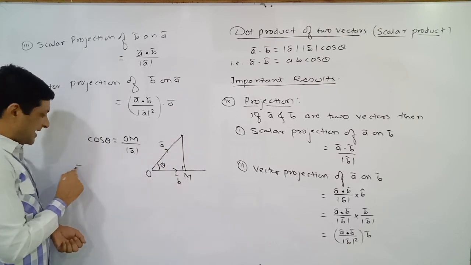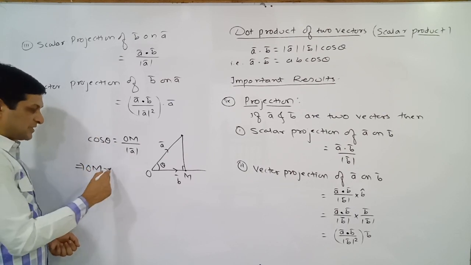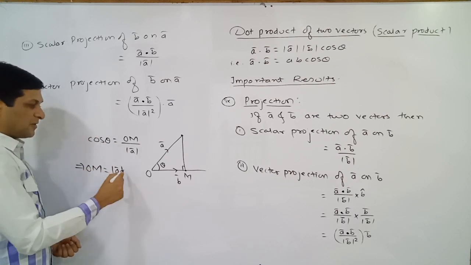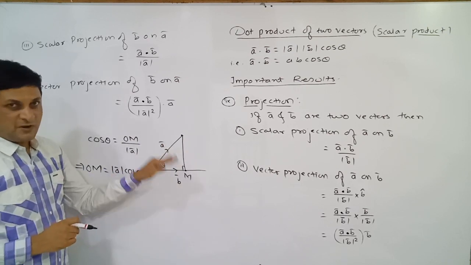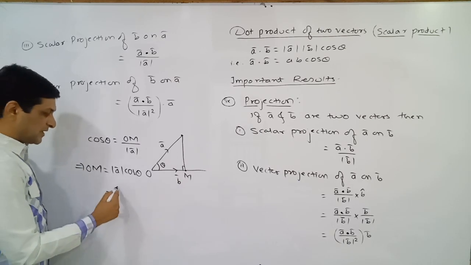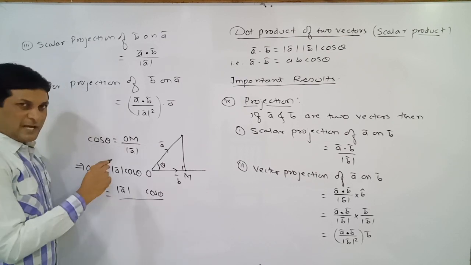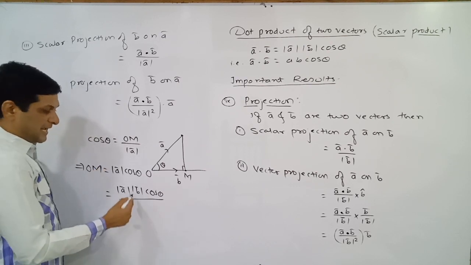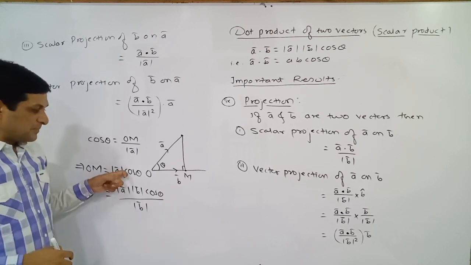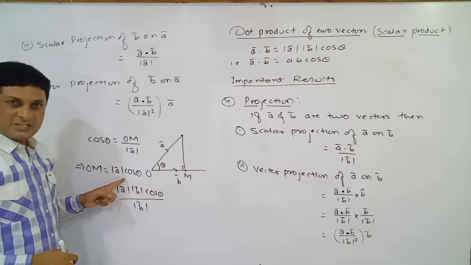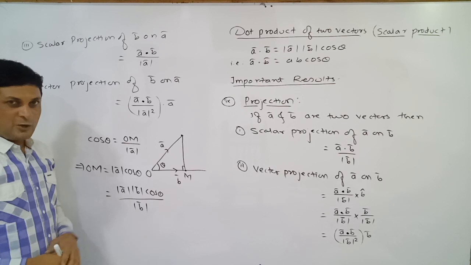So this implies that OM is equal to magnitude of a bar multiplied on this side, so we get magnitude of a bar into cos theta. And OM is nothing but the projection of a bar on b bar. Keep magnitude of a bar and cos theta as they are. I am multiplying the numerator by magnitude of b bar, and that is why we multiply the denominator also by magnitude of b bar. Nothing is in the denominator, meaning 1 is always there, so we simply multiply the numerator and denominator by magnitude of b bar.